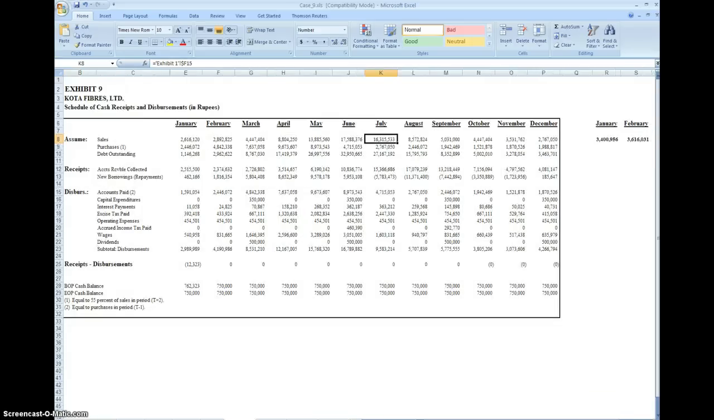So in constructing this schedule of cash receipts and disbursements, it's going to tell us what happens to this number here. So all of these provide us with where the cash comes in and where it goes.